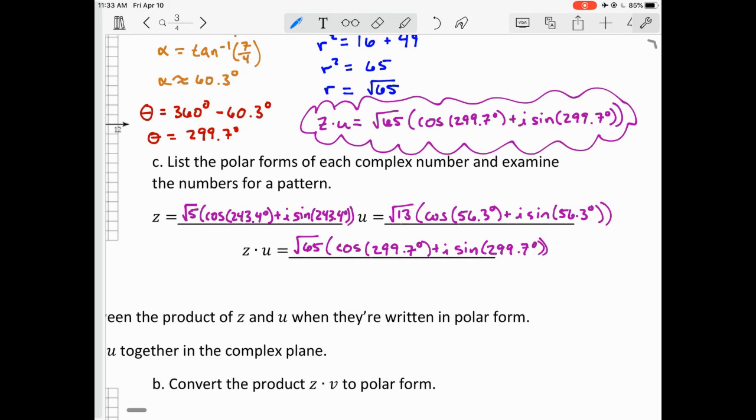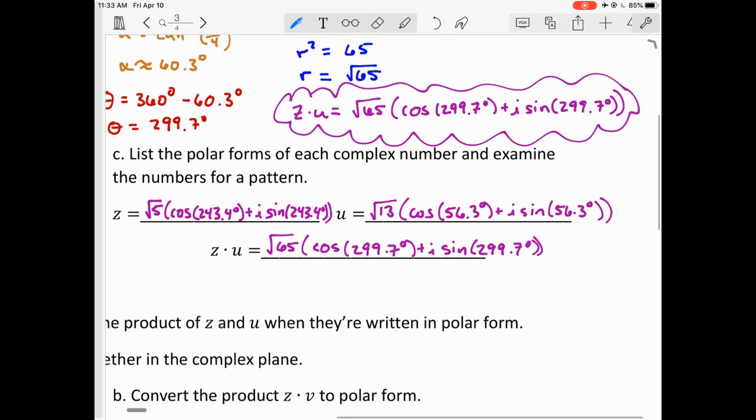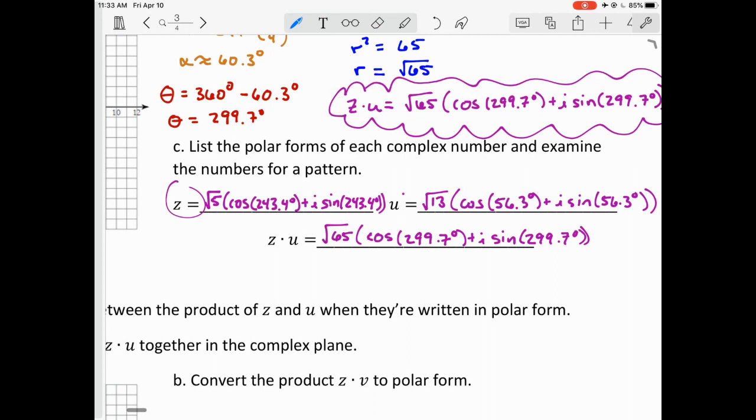All right, with this in mind, what I want you to do is just take a look at these three numbers, see if you can theorize what a relationship would be between the numbers z and u that we just found and their product. Is there a pattern? Is there something happening here?